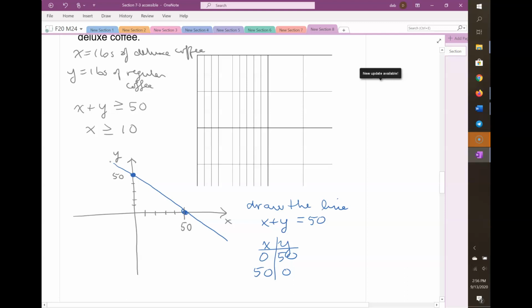Well, now I have to decide which side to shade. So if I test 0, 0, I'll have 0 plus 0. Is that bigger than 50?